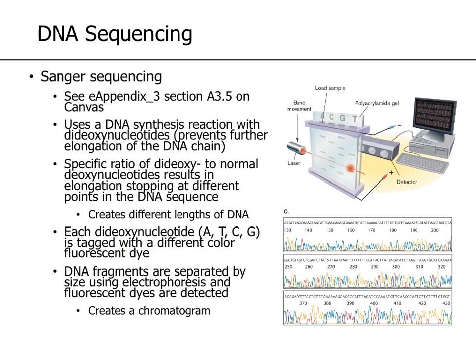The other trick is that each dideoxy is tagged with a different fluorescent dye. So the A's, the T's, the C's and the G's all come out with a different color. So that's why these here are what are called chromatograms. They all have different colors.